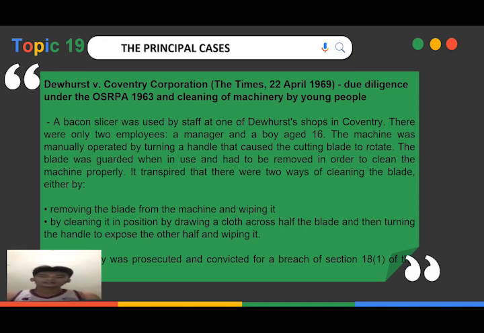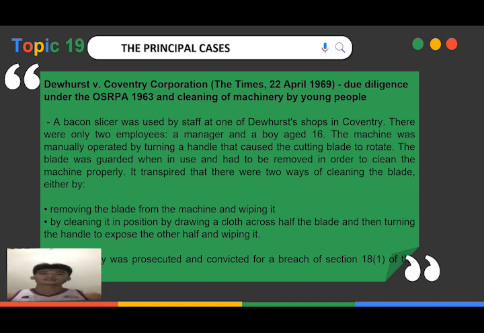So the company was prosecuted and convicted for a breach of Section 19 of the ORSPA. They were charged, and the manager is the one at fault, because the boy did not have enough knowledge about this matter. So as a manager, he needs to face his responsibilities, and in order to prevent such a situation, he should guide the boy.